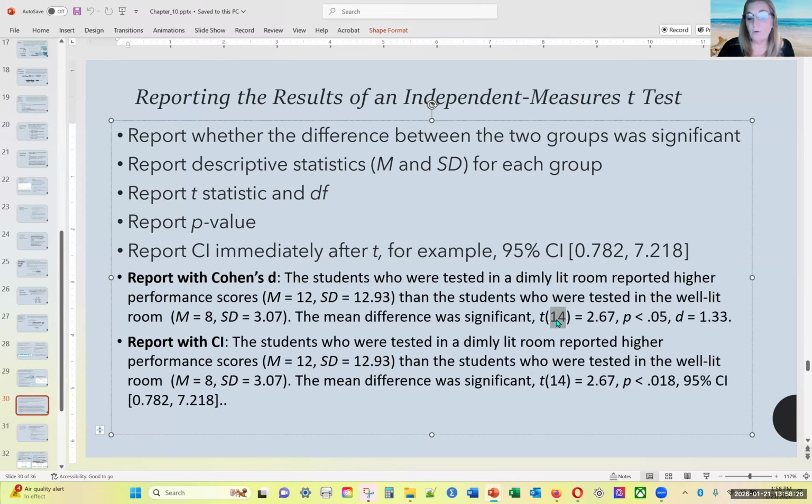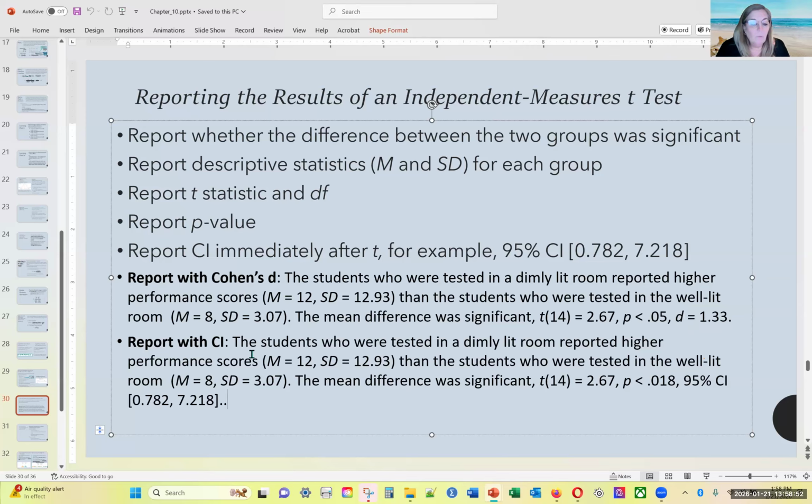So if I look at this 14, and I know it's an independent samples t-test, I know that it was minus 2. So if I add 2 to 14, I know the total number of participants was 16. All right, and then you report the p-value. In this case, it was less than 0.05, and then the Cohen's d, which is indicated with this italicized d.